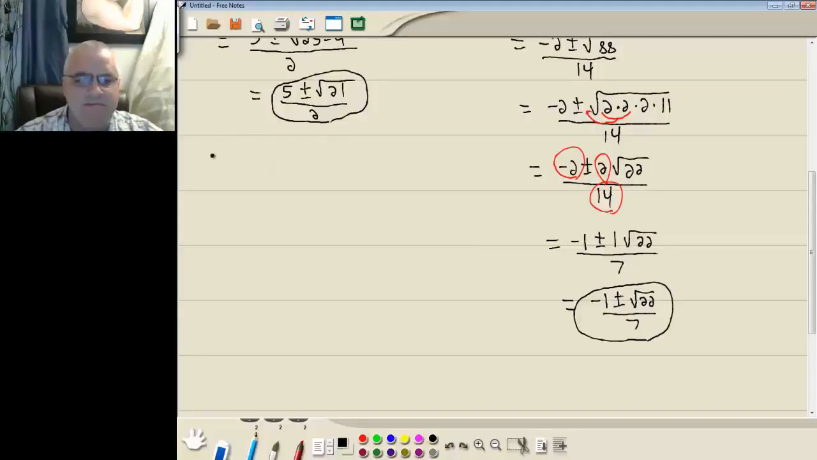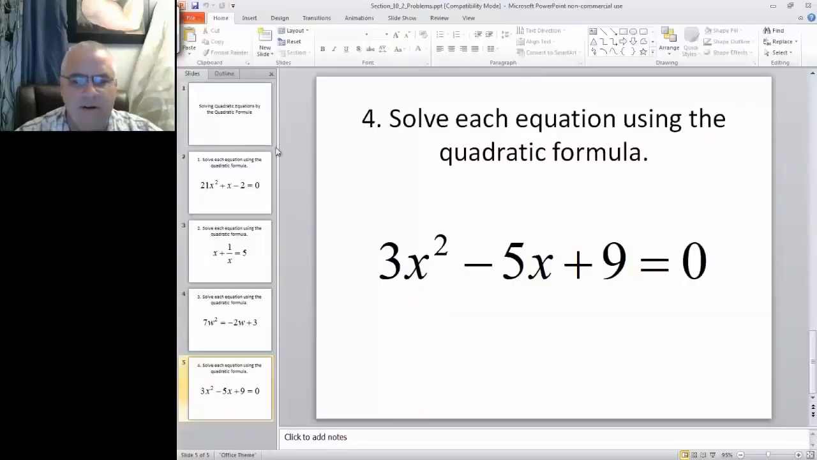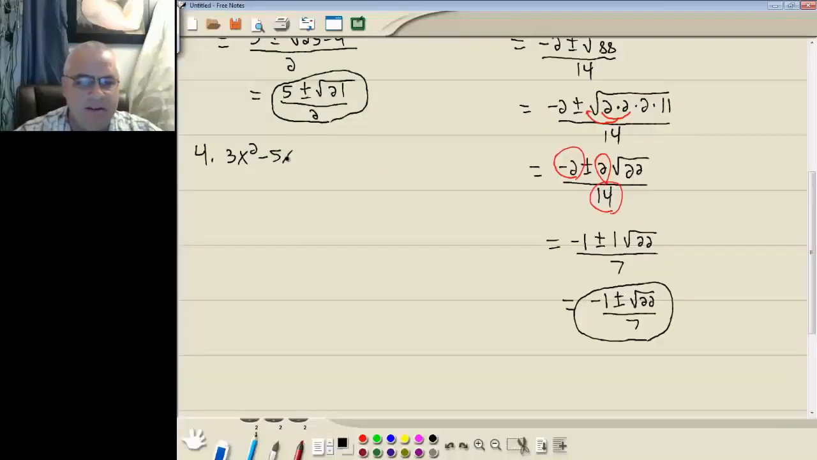Let's take a look at this one. We got 3x squared minus 5x plus 9 equal to 0. It's already a quadratic, has 0 on one side, so it's already in the right form. So let's just identify our a, b, and c. A is whatever number is in front of your x squared, which is 3. B is whatever number is in front of your x, which is negative 5. And C is your number at the end, which is 9.